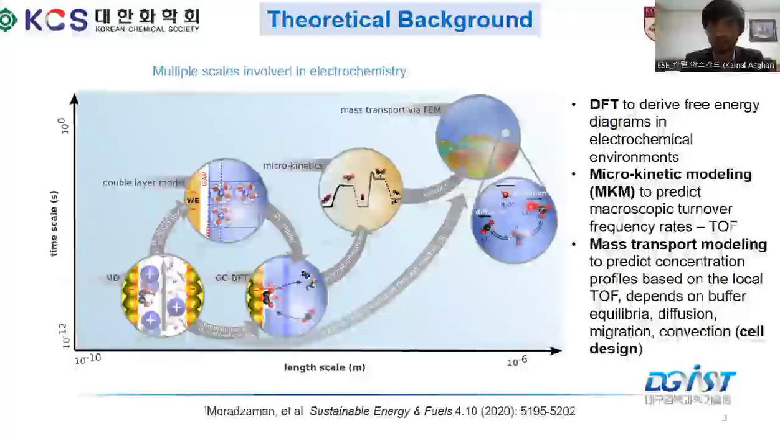Different techniques and tools are being used to study the electrochemistry of the carbon dioxide reduction reaction. But multi-scale modeling is also involved. Density functional theory is used to develop free energy diagrams to study the electrochemical environment, while microkinetic modeling is used to predict the macroscopic turnover frequencies, rates, etc. While mass transport modeling is used to predict the concentration profile based on the local turnover frequency, which depends on buffer equilibria, diffusion, and migration, etc.